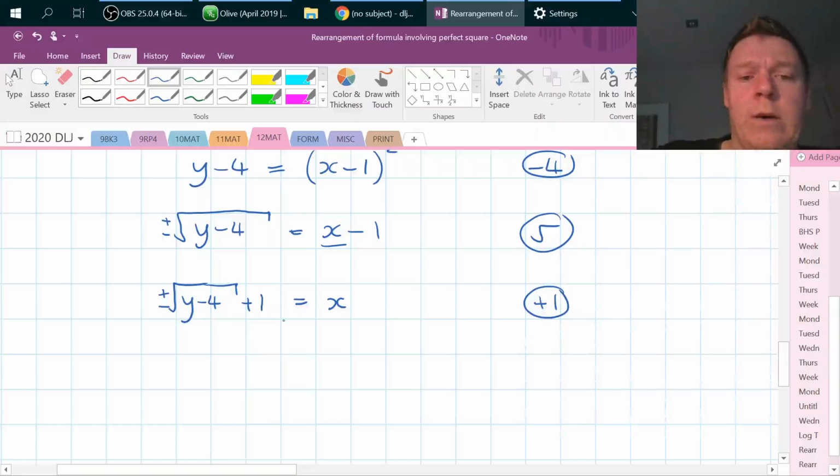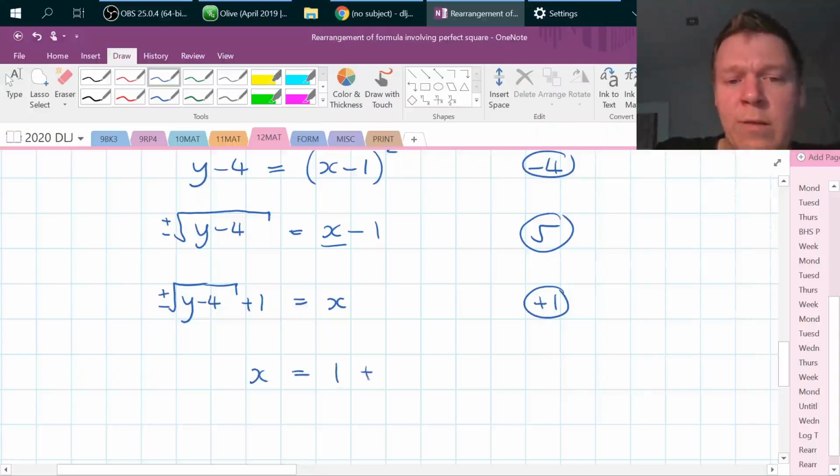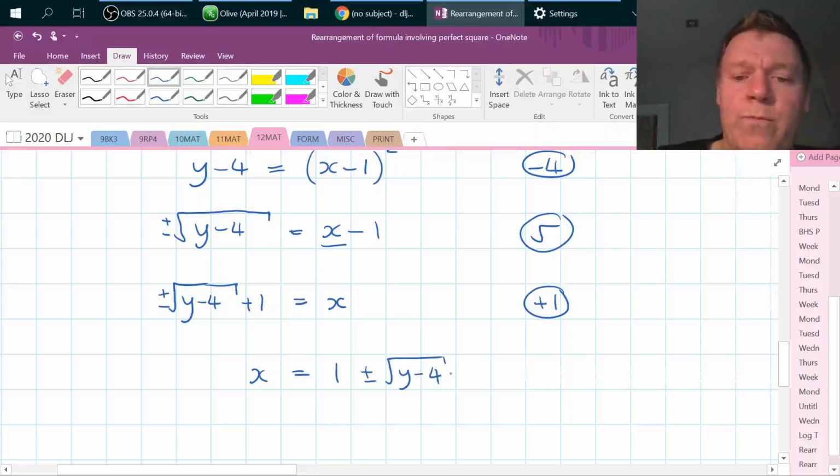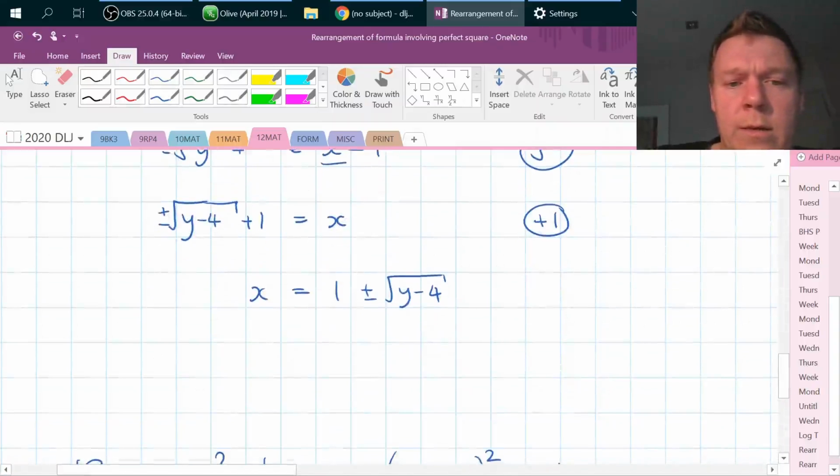Okay, so last step, we're going to reorder it to make it look pretty. So we're going to have 1 plus or minus the square root of y minus 4. Okay.